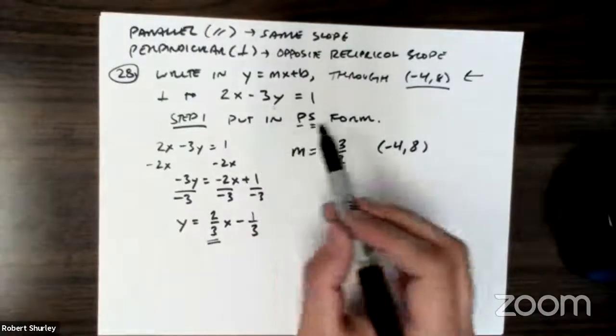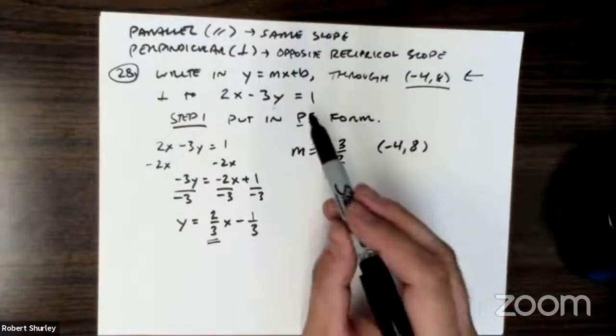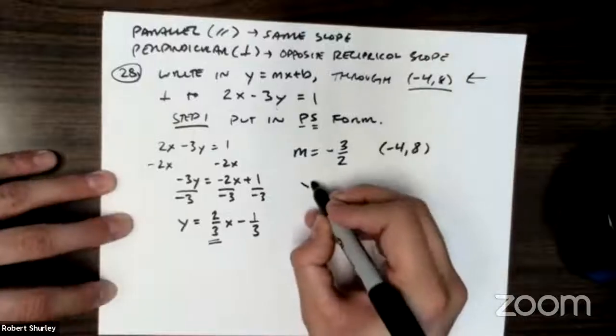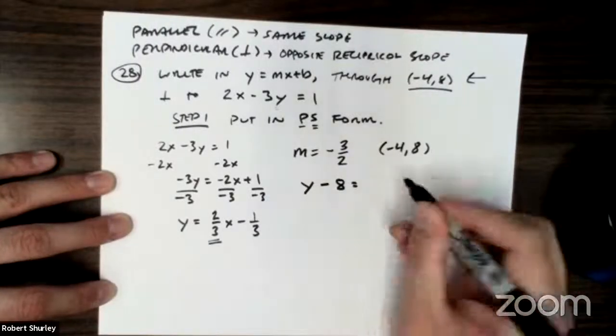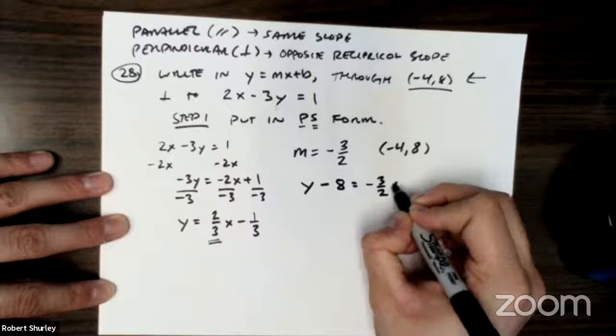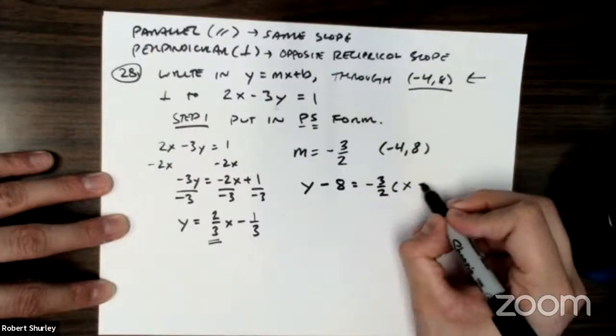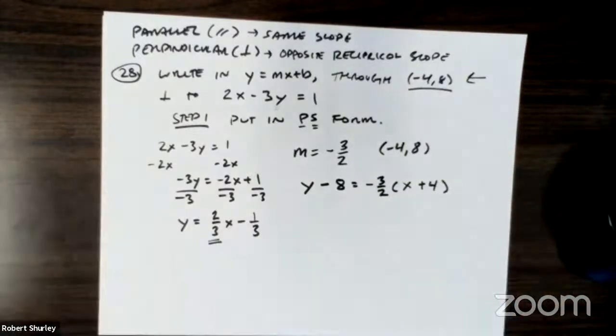So now I can put this in point slope form. I know the point and I know the slope. So I'm going to say y minus 8 equals -3/2 times x plus 4, right? Oh, man. This is a lot.